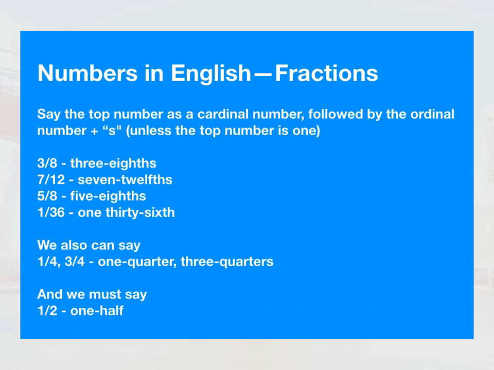When we're talking about fractions, we're going to say the top number, the numerator, as a cardinal number, followed by the ordinal number plus s, unless the top number is 1. So this would be 3/8, 7/12, 5/8, 1/36. We can also say 1/4, 3/4, or a quarter, three quarters. And we must say a half.